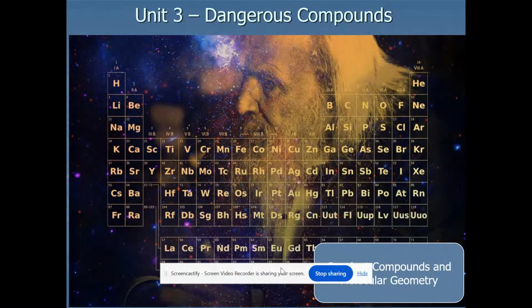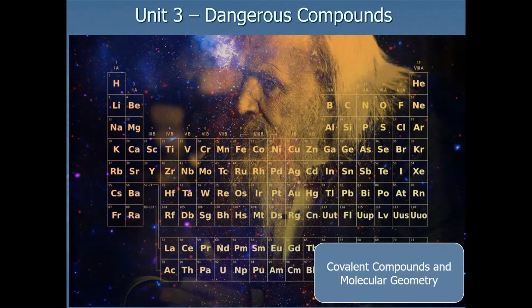Hello, Chemistry of Earth and Space Science. This is our fifth lesson in this unit. Today we're going to talk about covalent compounds and how molecular geometry plays a role.